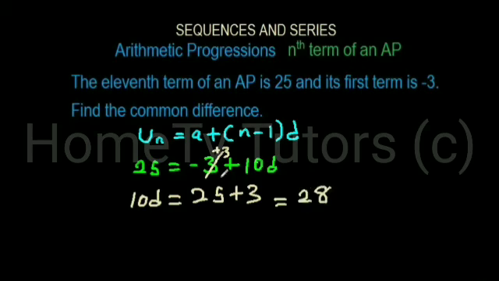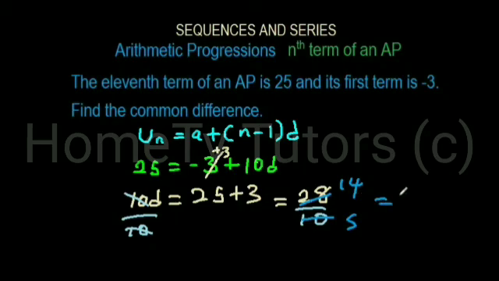So we go ahead to divide both sides of the equation by 10 in order to find D. 10 cancels 10 on the left hand side. Let's leave the answer in fraction. We divide: 2 goes into 28, that's 14, and 2 into 10, that's 5. 14 over 5 is 2 whole number 4 over 5. So the common difference is 2 whole number 4 over 5.